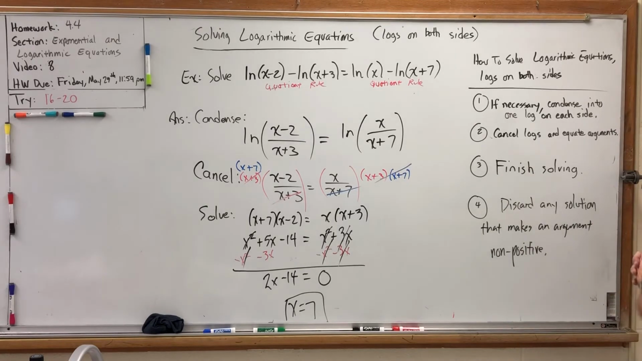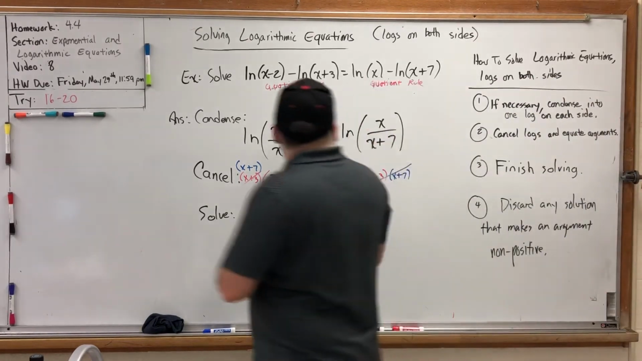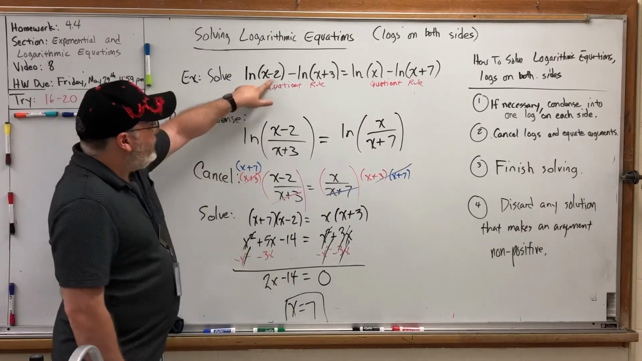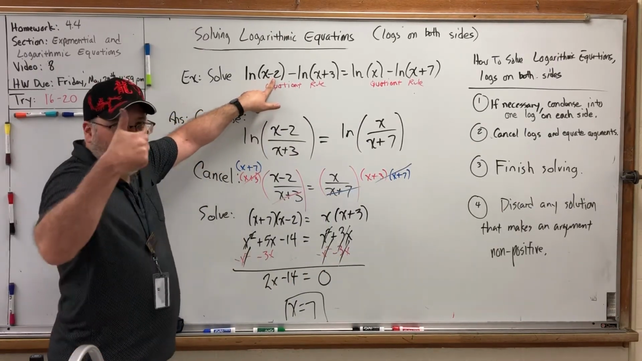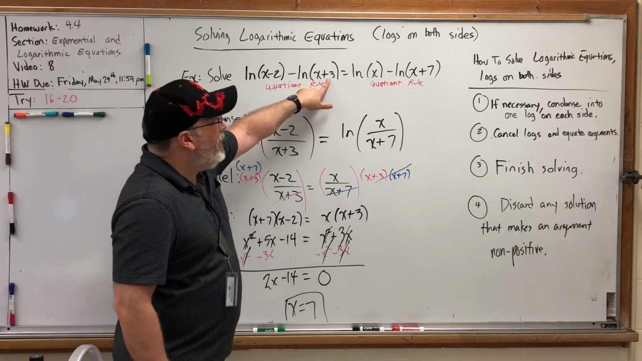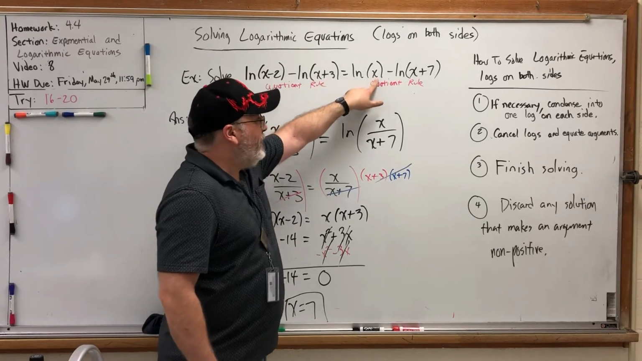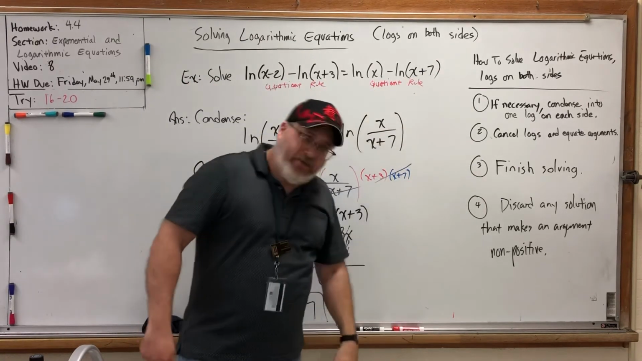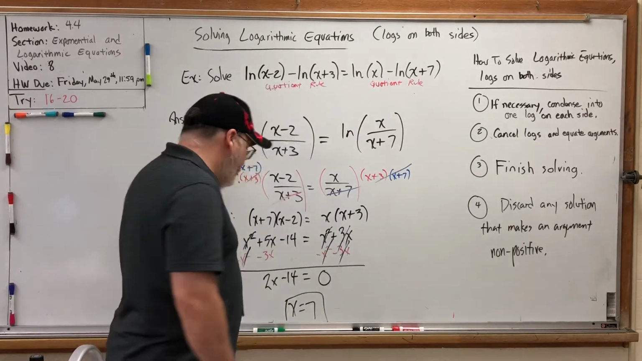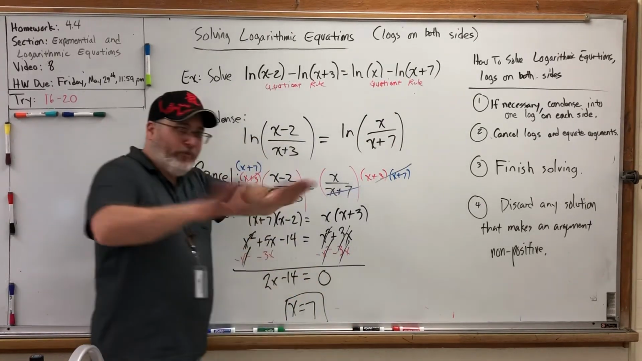Does the solution make an argument non-positive? Well, let's just check. If I put 7 here, 7 minus 2 is positive, so it's good. 7 plus 3 is positive, it's good. 7 is positive, it's good. 7 plus 7 is positive, it's good. It's good everywhere we put it. The 7 is the solution and the problem's over.